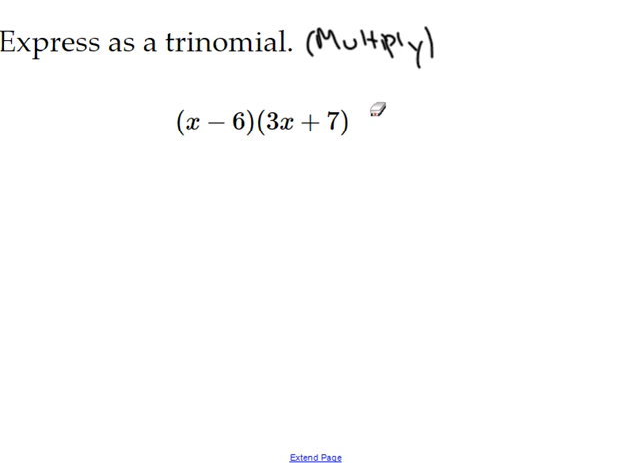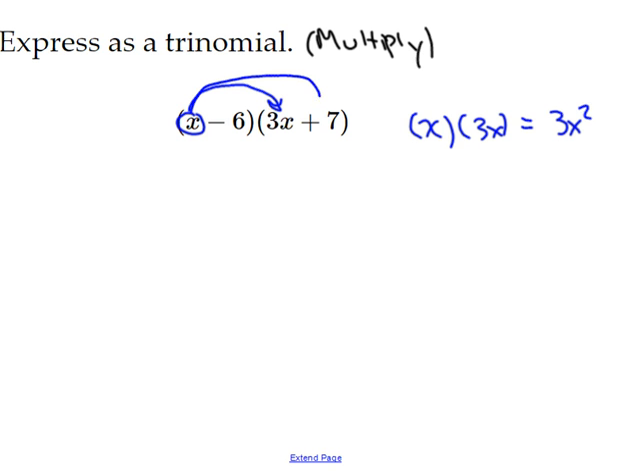Okay, so let's begin with the x. So x times 3x. X times 3x is 3x squared. X times 7 is 7x. Now, let's go with the outer. So we got a negative 6. See what I did there? I also circled the sign to the left of the number.